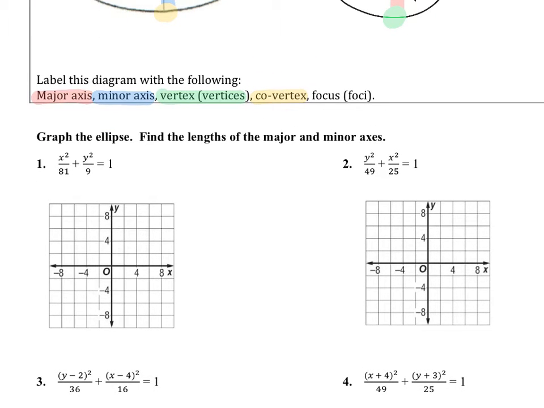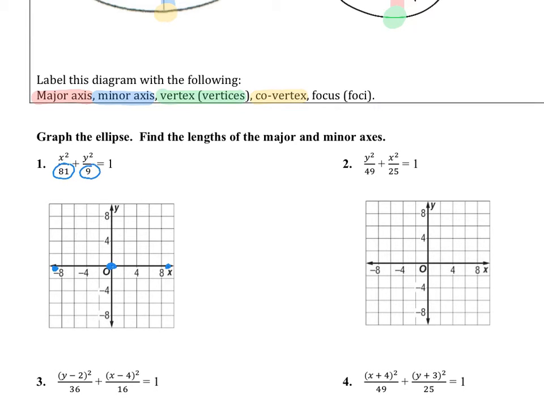Okay, for number 1, we're going to graph this ellipse. There are no parentheses on the top, so this ellipse is centered at 0, 0. Okay, then look underneath x squared. You see an 81. The square root of 81 is 9. So what that means is, because it's under x, you want to go left and right 9 units from the center.